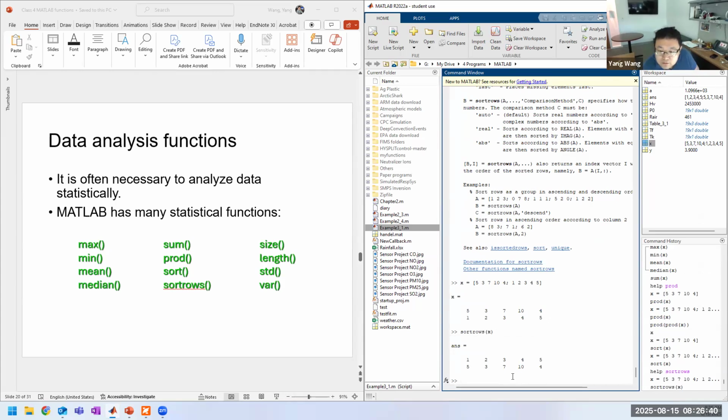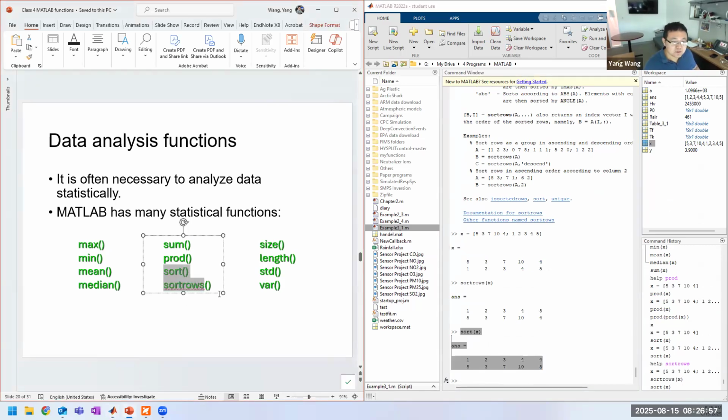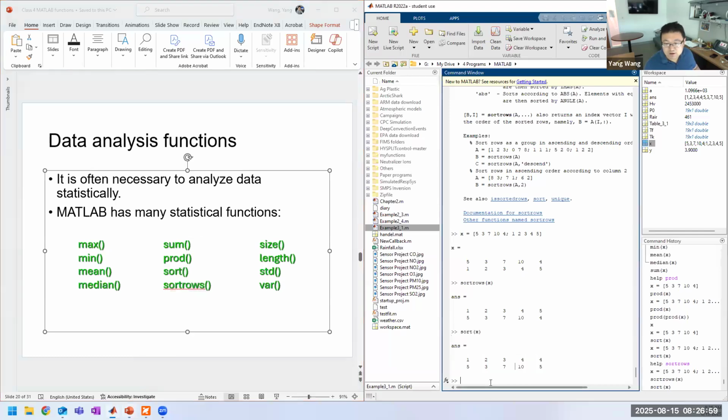Okay. So 1, 2, 3, 4, 5. I think it basically does the same thing. It does the same thing as the sort for the matrix, right? So these two are actually the same, at least from our function here, in sorting the matrix. Okay.